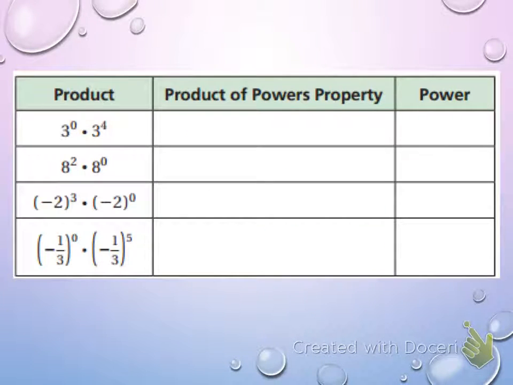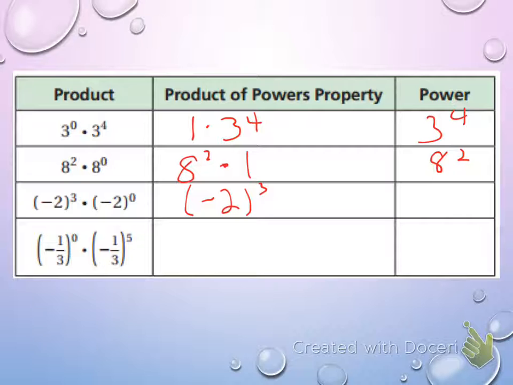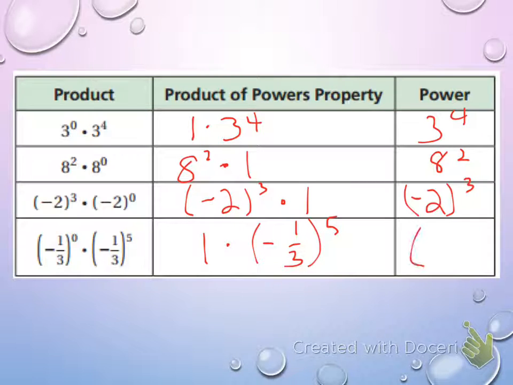So when we're looking at something like this, if you have 1 times 3 to the 4th, you're still going to have 3 to the 4th. 8 squared, remember 8 to the 0 is going to be 1, so you end up with 8 squared. Negative 2 cubed times negative 2 to the 0, which is just 1, is again still just negative 2, keep the parentheses, cubed. And 1 times negative 1/3 to the 5th power is still going to be negative 1/3 to the 5th power.